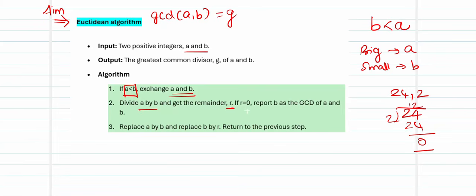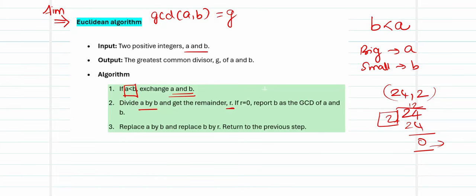If the remainder becomes 0, then report B as the GCD, the greatest common divisor of 24 and 2, which will now be the value 2. This 2 is the greatest of all the common divisors of 24 and 2. If the remainder is not turning out as 0, then you will have to repeat the algorithm.